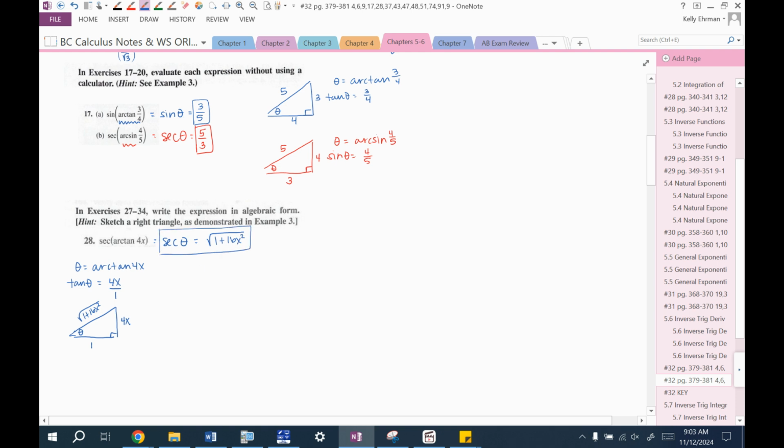Remember, you're not allowed to individually square root terms, because you would have to do this addition first and then take the square root. You can't go against order of operations.